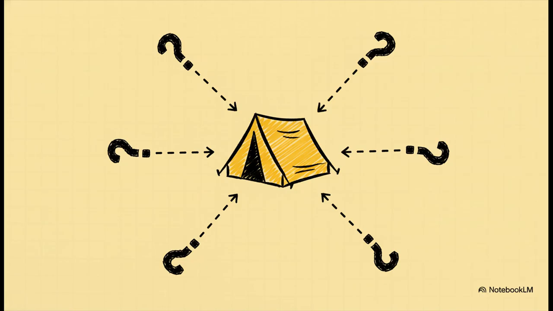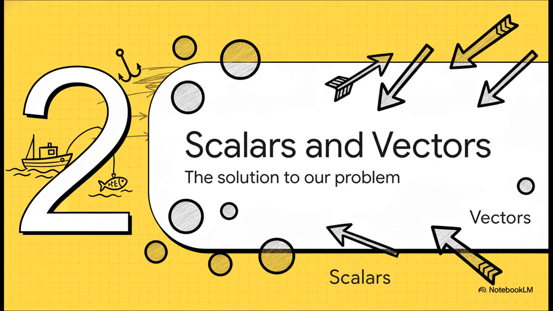The number 6 kilometers is a great piece of info, for sure, but it's incomplete. Without that one other vital piece of the puzzle, you could wander around for hours and completely miss your destination. This is where two really fundamental concepts from physics and math come in to save the day.